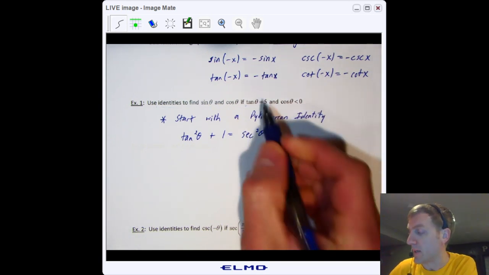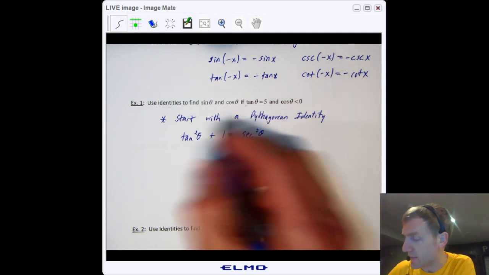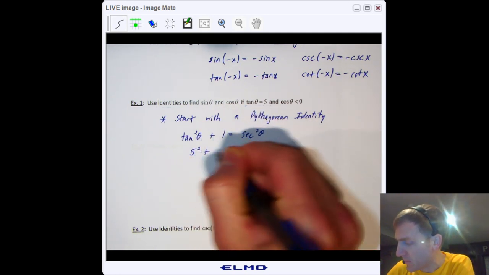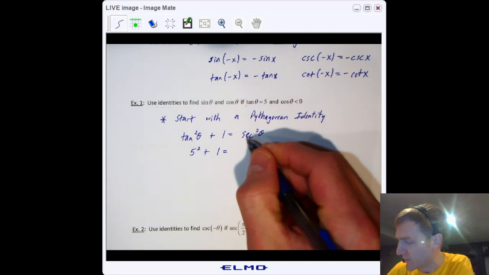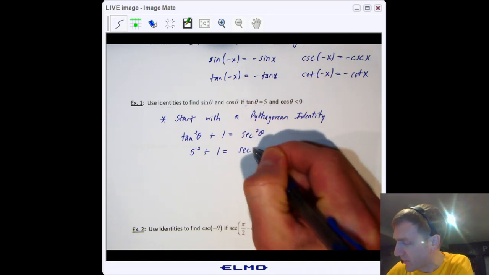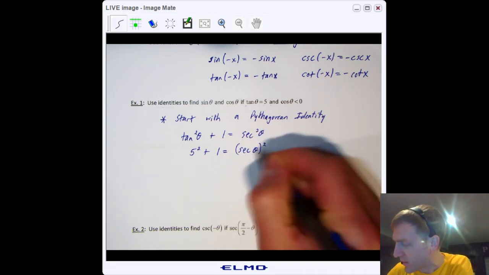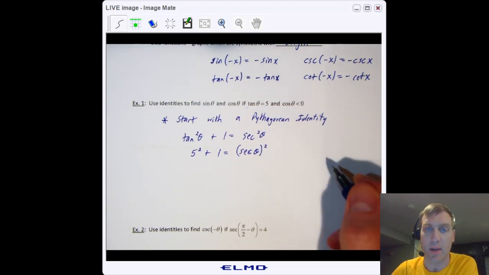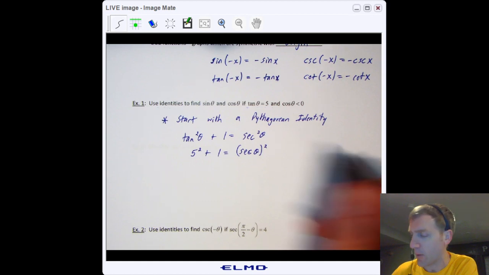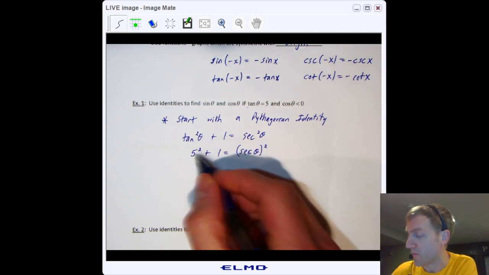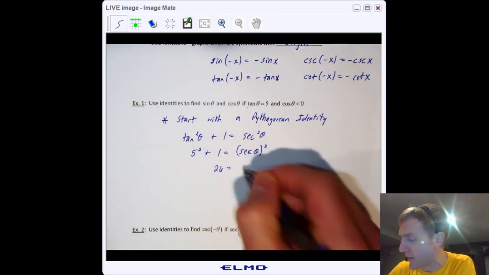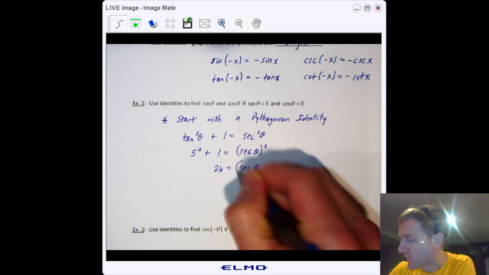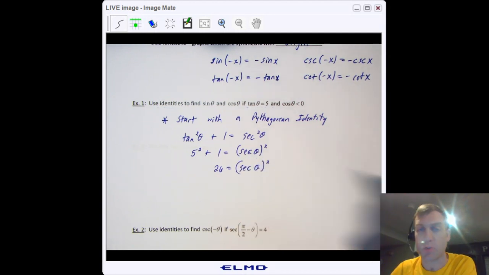So now let me plug in what I know. I know tangent theta is 5. So 5 squared plus 1 equals secant squared theta. And let me go back and write this with the proper notation. It's really secant theta quantity squared, because when I do my algebra, you want to see it that way. Well, 5 squared is 25, plus 1 is 26. So that means that secant theta quantity squared is 26.